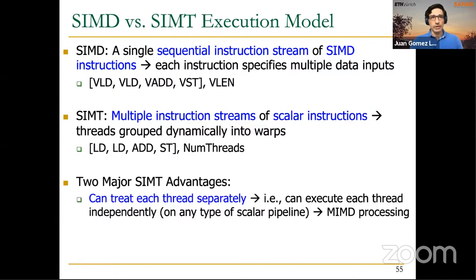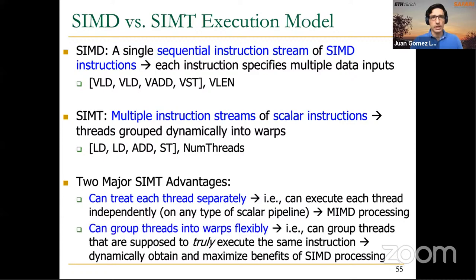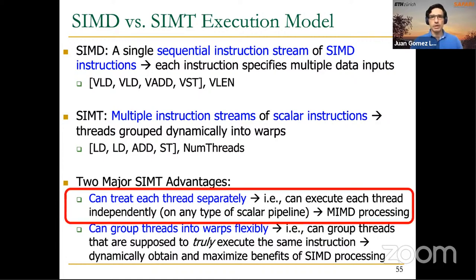So there are two major advantages of SIMT. The first one is that we can treat each thread separately. Recall that as programmers, we only need to worry about writing code for each thread independently. And there is an additional advantage, or at least potential advantage, which is the ability of creating warps in a flexible and dynamic manner. We will first talk about the first advantage. We'll later talk about the second advantage.